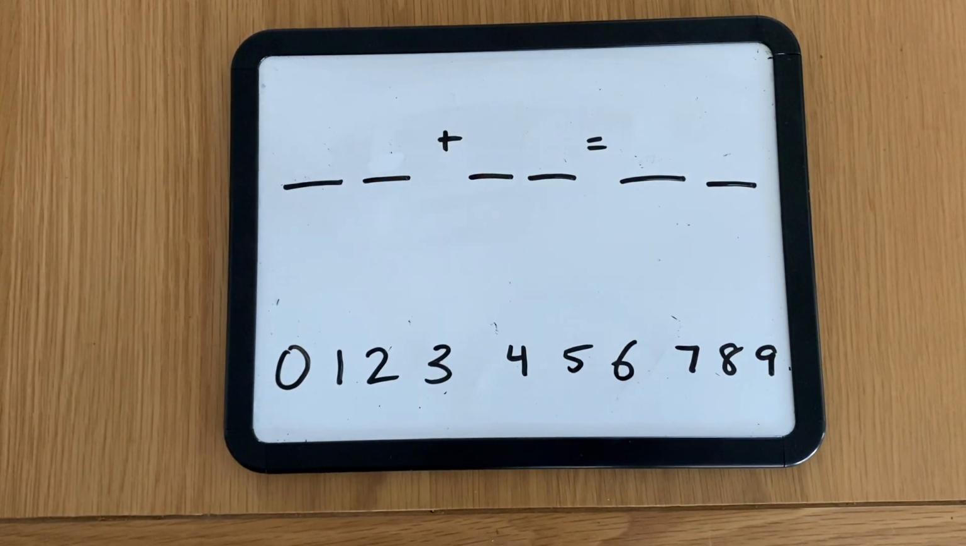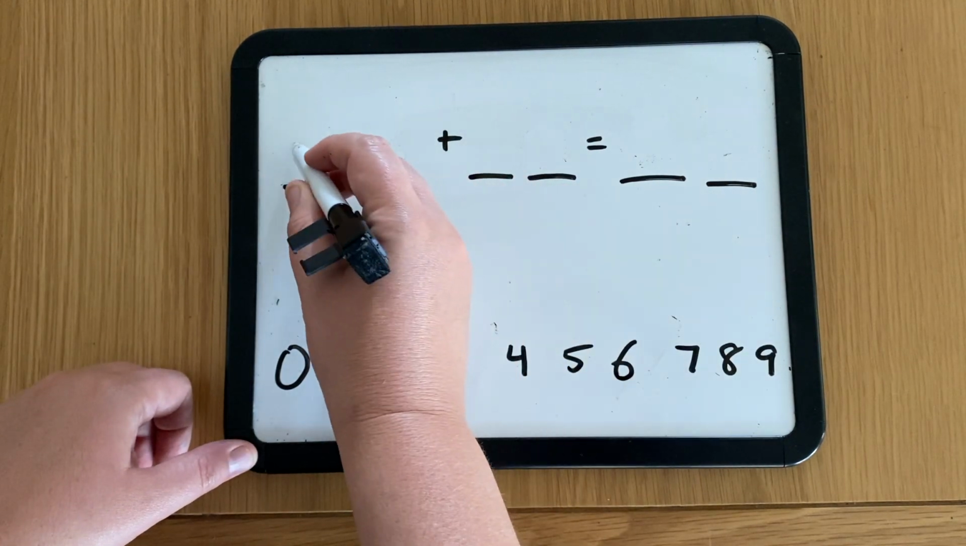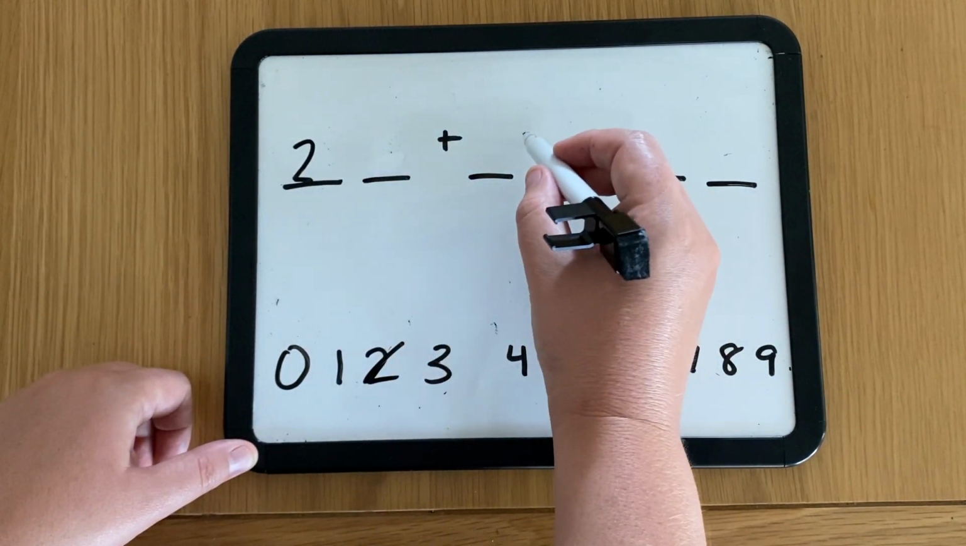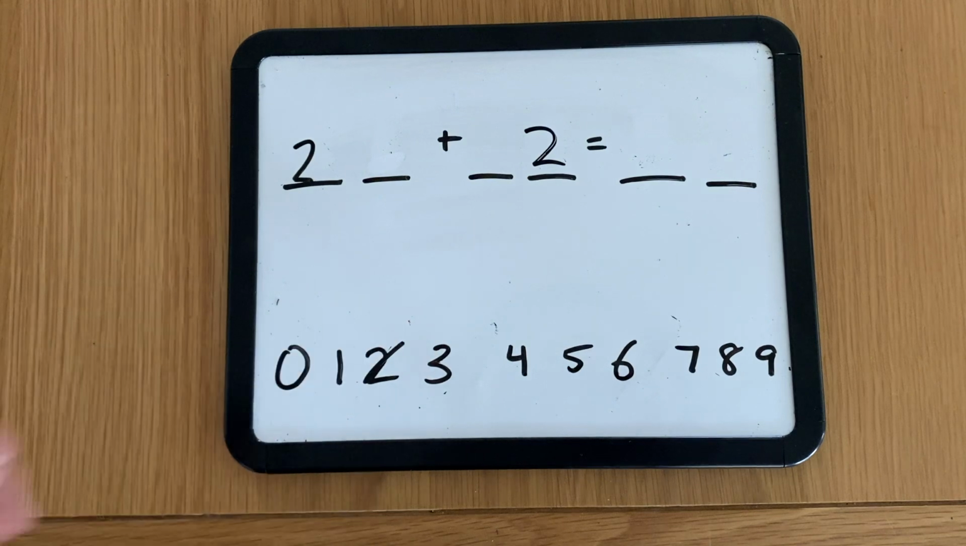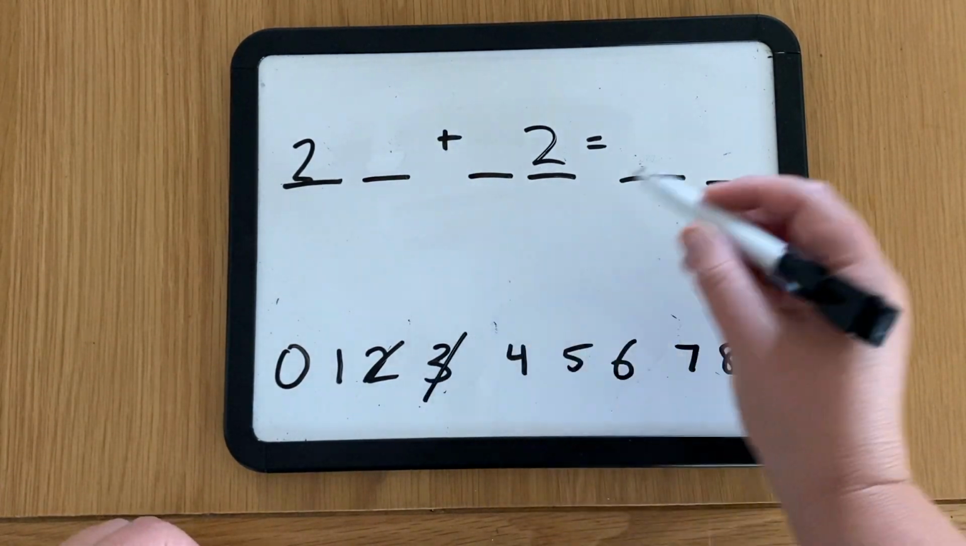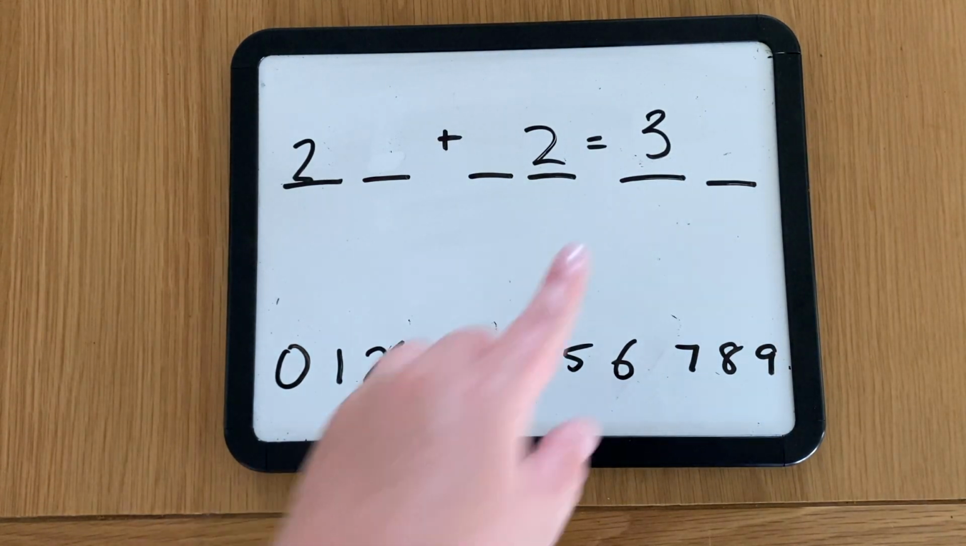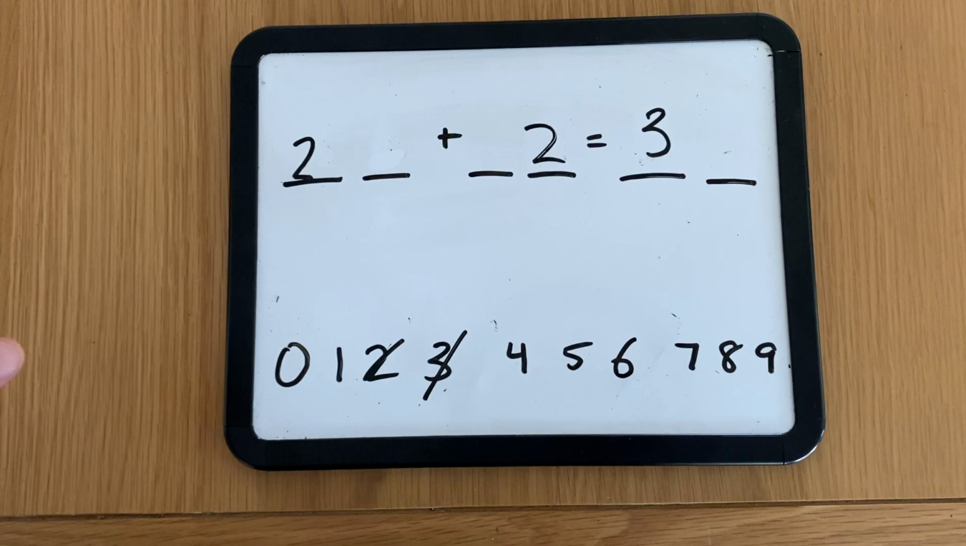So then the next student might guess that the number 2 is in this number sentence, in which case I would write all of the times that the number 2 does appear in this number sentence, and it appears twice. So then I might ask another student to have a guess, and they might guess 3, in which case in this number sentence the 3 appears here in the answer.